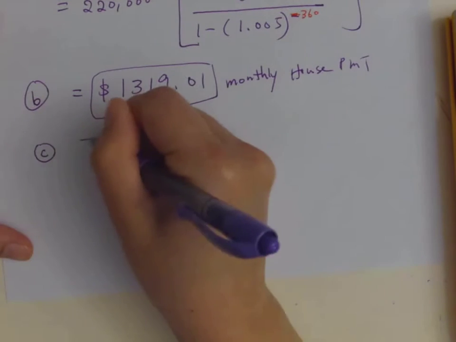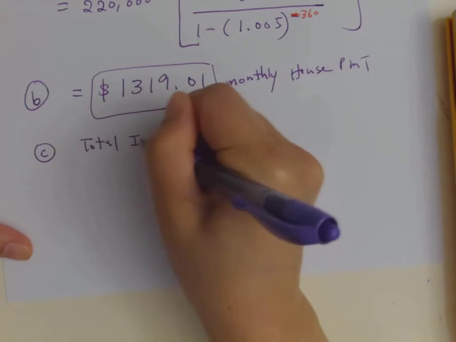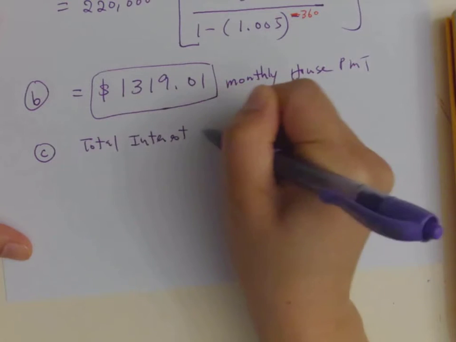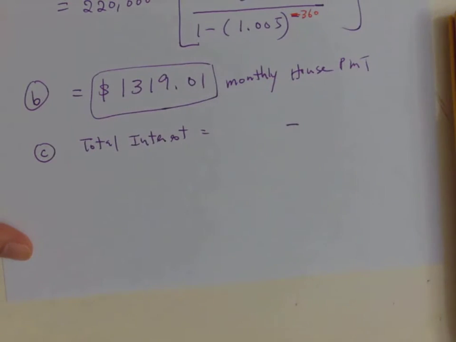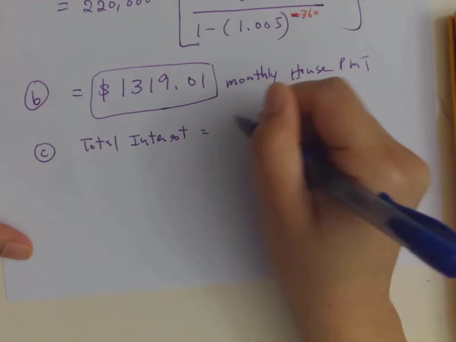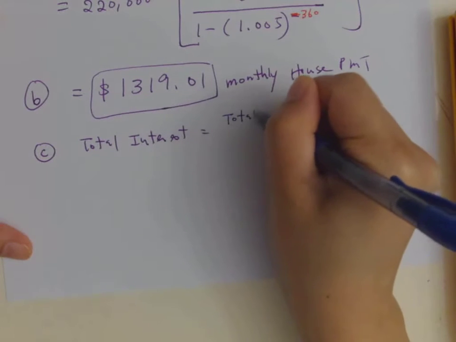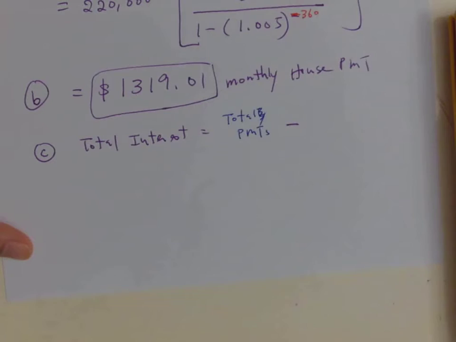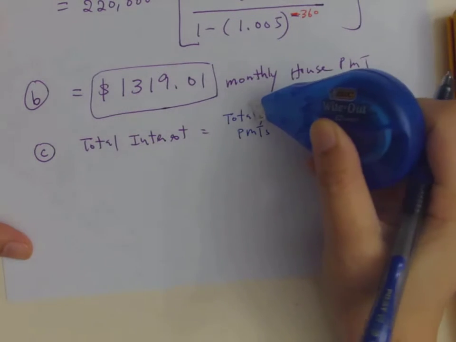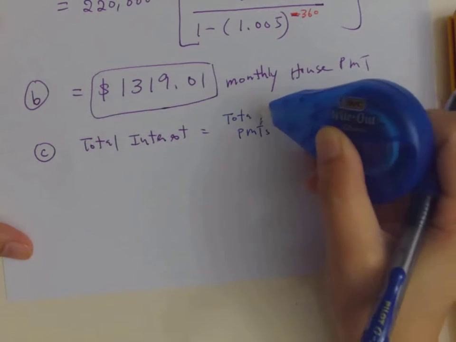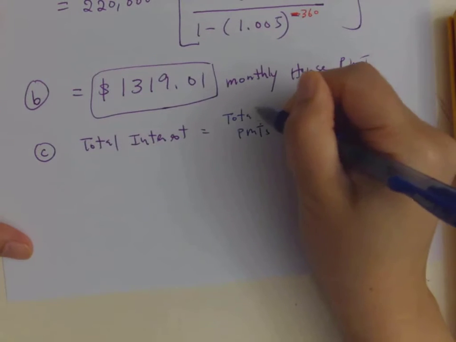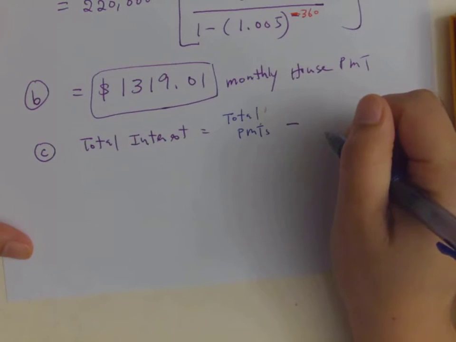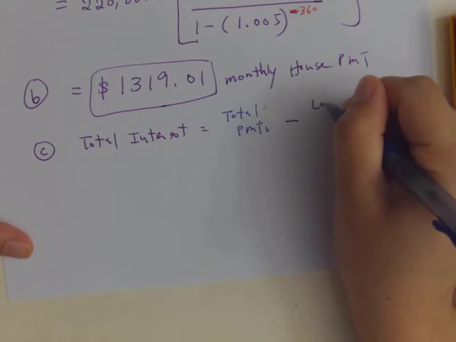The next part, C, asks you to find the total interest paid. So for total interest, what do you think? What do I need to subtract? You want to find out how much you pay in total, the total payments that you put in every month, 12 months a year for 30 years, subtracting the original loan amount.